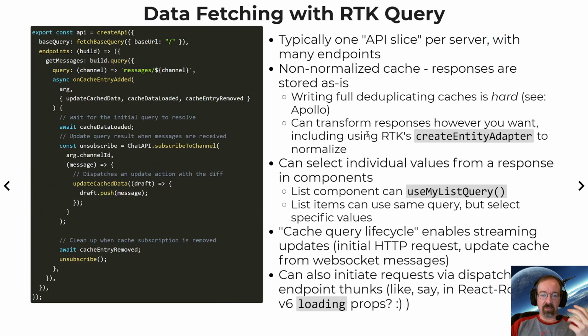So typically you'd have one API slice per server and a bunch of different endpoints. We designed it to have a non-normalized cache. So every response is just cached separately, no sharing of data. We also have some very powerful and unique features, like the ability to write cache lifecycle methods and do things like streaming updates from the server over a WebSocket.